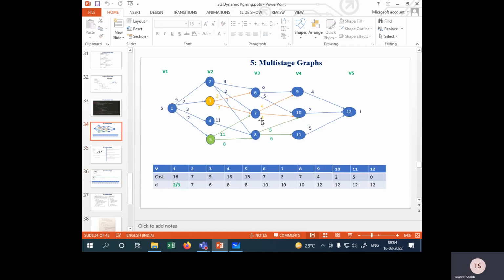And that means when we take this path from 1 to 2, 2 to 7, 7 to 10, 10 to 12, what is the minimum cost in traversing this? 9 and 4, 13, and after that 13 and 5, 18, and 2. Was 20 minimum? No.